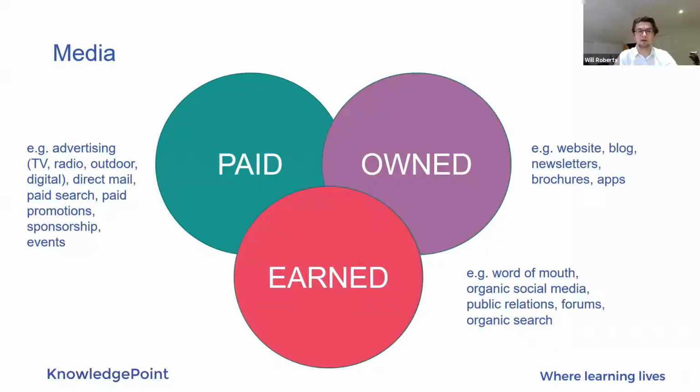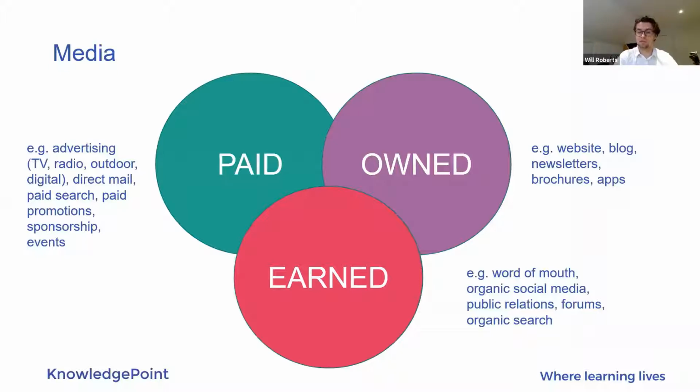So media can come in 3 main forms: paid, owned, and earned. Paid for is anything that has a financial cost attached to it. This will be advertising, direct mail, paid for searches, paid for promotions, sponsorships, events, anything that has an external cost outside of the business that you will spend money on.